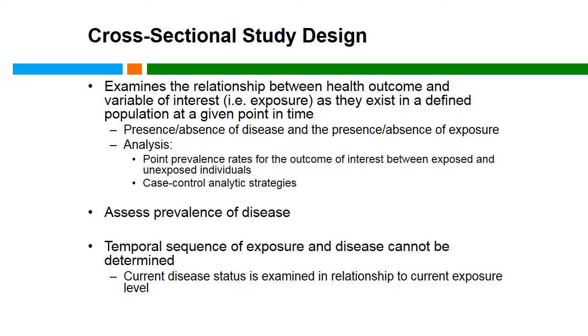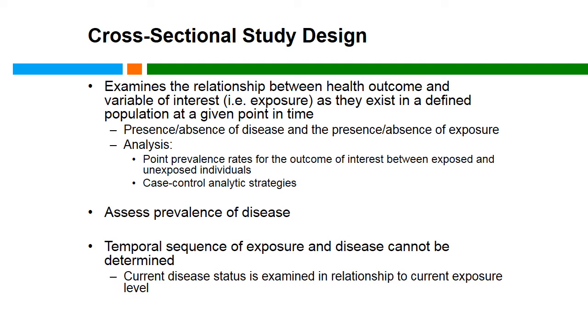Now we're going to begin discussing studies that collect individual level information, starting with cross-sectional studies. In a cross-sectional study, the relationship between a health outcome and some variable of interest is assessed as they exist in a defined population at a given point in time. In its simplest form, a cross-sectional study is going to measure the presence or absence of a disease and the presence or absence of an exposure at the same time.